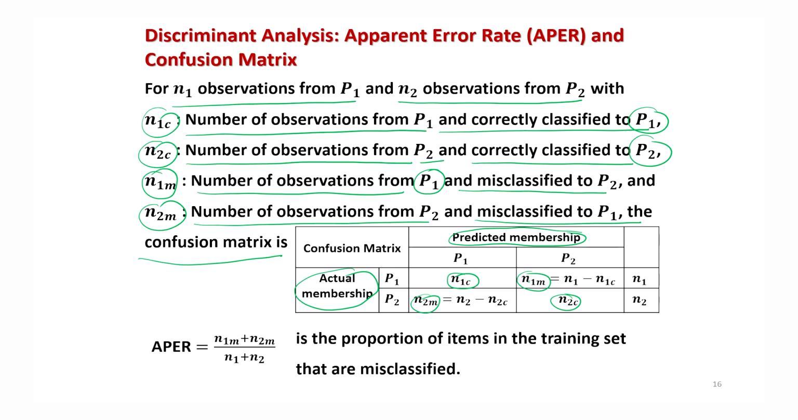You can see that n1c plus n1m is equal to n1, and n2m plus n2c is equal to n2, because you have a sample of size n1 which is classified or misclassified, and similarly a sample of size n2 which is correctly classified or misclassified. Based on these numbers, we compute the apparent error rate, APER, as n1m plus n2m divided by n1 plus n2. This is the proportion of the items in the training set that are misclassified. Based on that, we take a decision whether my classification is good or bad.